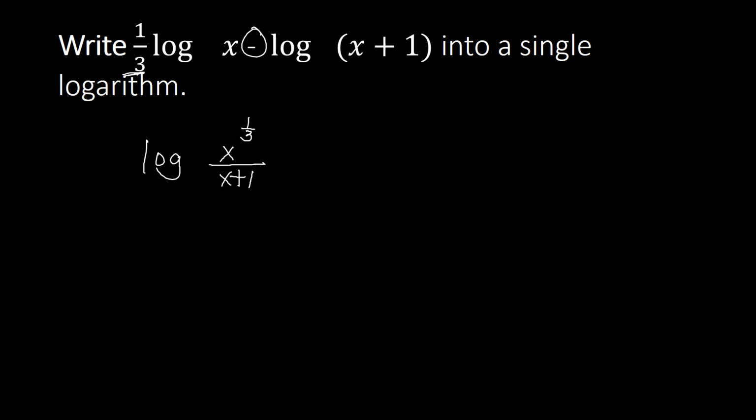Next, we are to simplify your numerator. So this is now log of x to the 1/3 here as a fractional exponent can be written into a radical number. So we have cube root of x over x plus 1. And that is now the final answer.